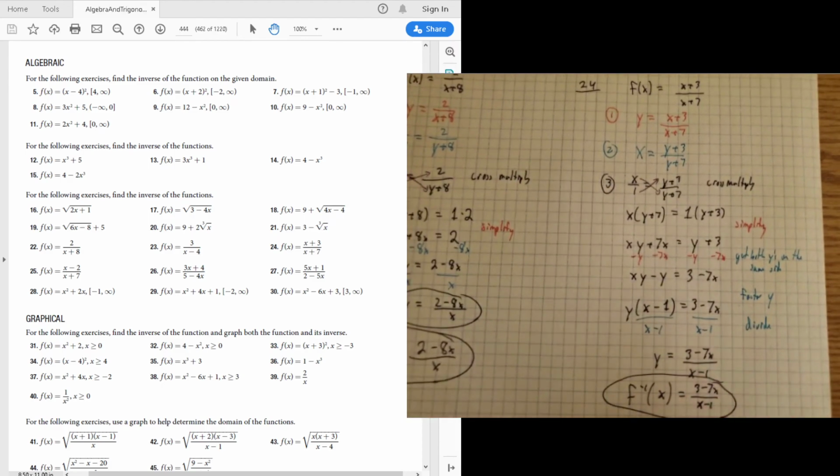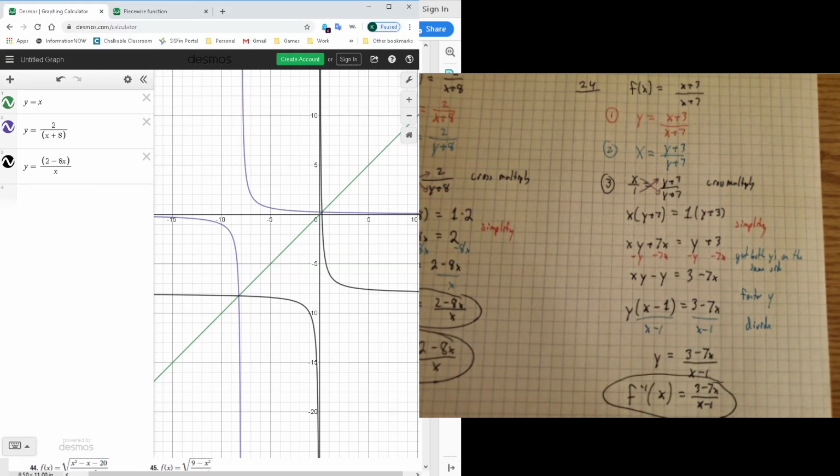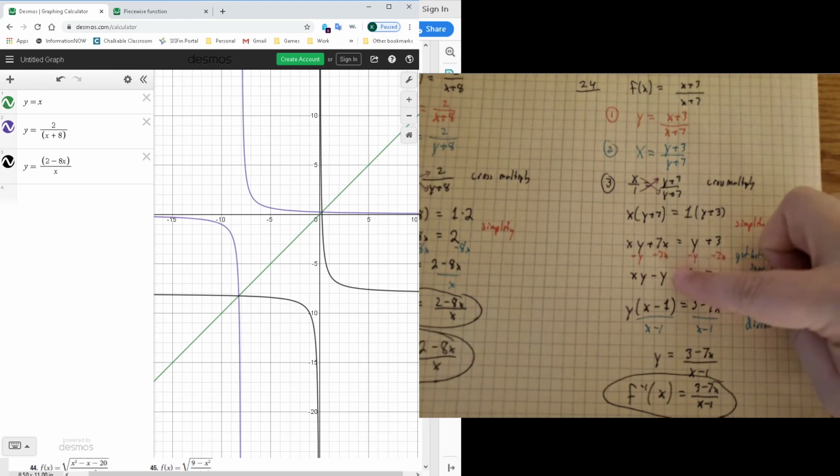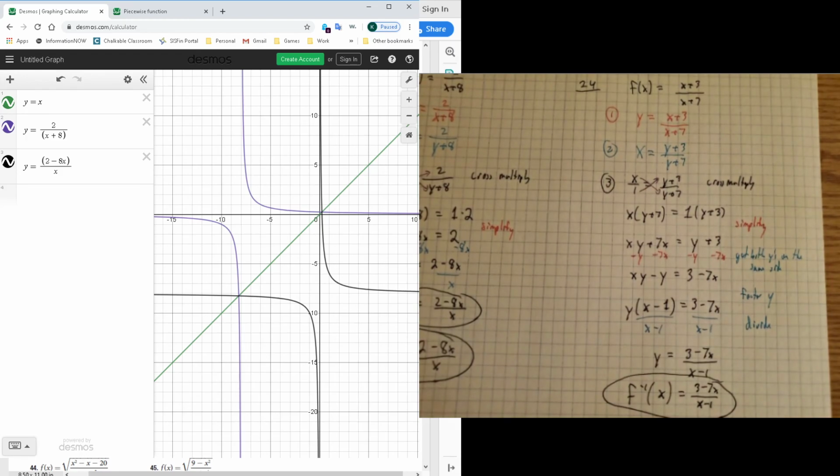Let's verify. I got a graph. Let's do it. The big tricks in this one were to make sure, as we're doing it, to cross multiply correctly and distribute correctly. Then you want to get all the y's onto one side and everything that you can move to the other side. We then factor a y out of everything and then divide to get y by itself. Standard algebraic rules there.